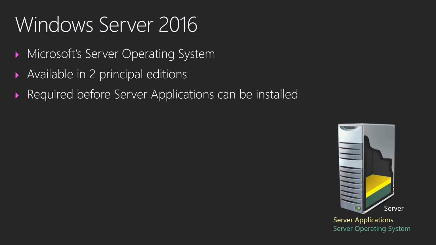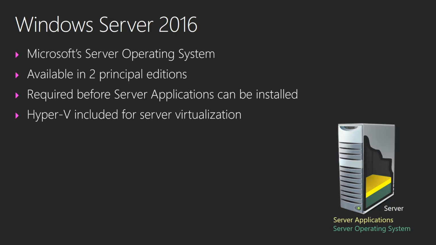Those are the server applications which can only be installed once the server operating system is in place. And examples of server applications would include Exchange Server, SQL Server and SharePoint Server, etc. But we'll talk more about how those are licensed later on. Hyper-V is included in Windows Server for server virtualization.